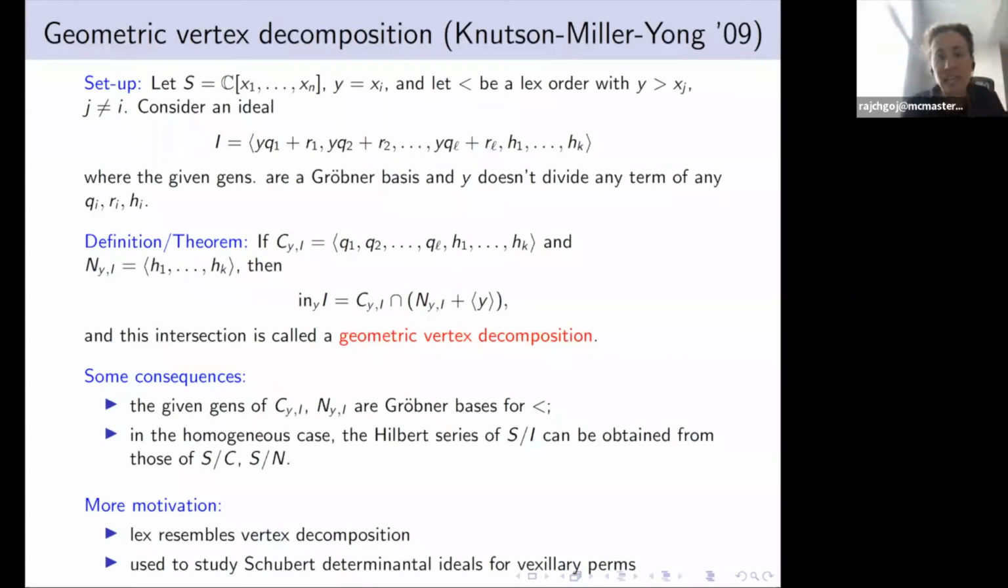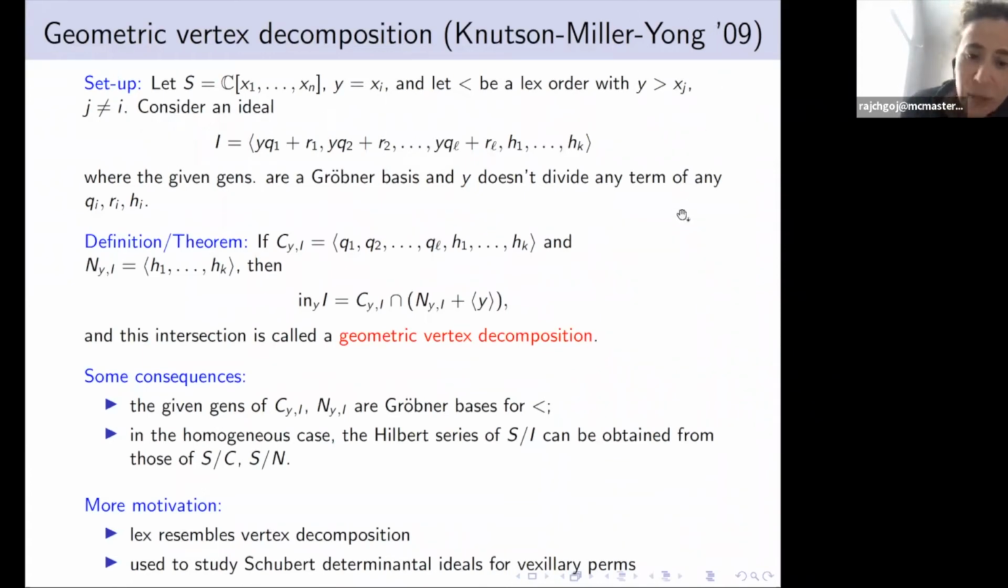we can take the initial form with respect to Lex with respect to Y. So in my ideal at the top of the screen, if I Lex with respect to just the variable Y, I would get the form Y Q1, and that might have lots of monomials in it. But I get the form Y Q1, Y Q2, Y QL, H1 through HK. And then you can decompose this ideal into, in Y is C intersect N plus Y, where C and N are as written on the slide. And this intersection is called a geometric vertex decomposition.